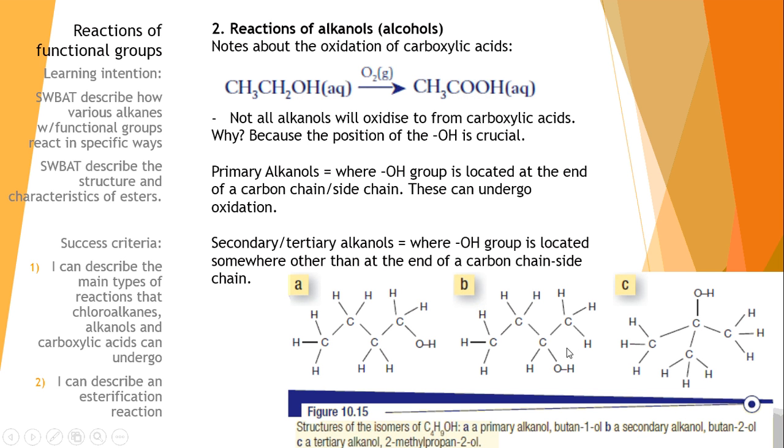In the book there are no rules given for how you name a secondary or tertiary alkanol, but just remember that primary alkanols, the ones where the OH is on the end of a chain, and not in the middle or off the branch, are the ones that will actually be oxidized like so. Secondaries and tertiaries will not be oxidized.